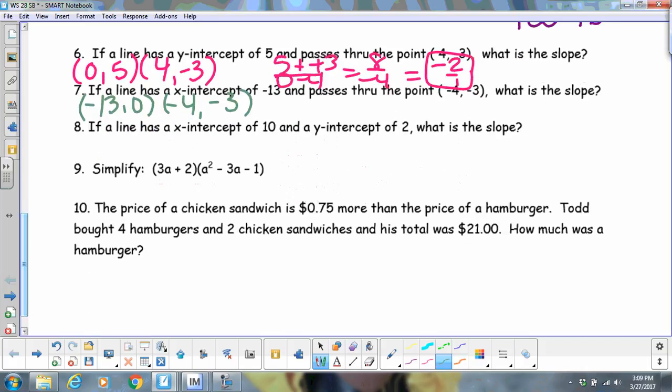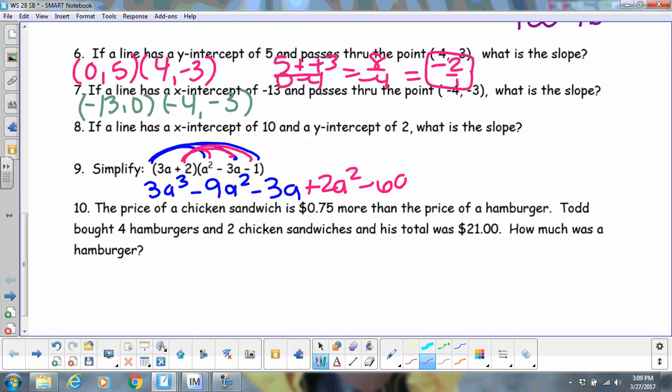Scroll down to number 9. I'll start it off for you as well. Okay, so we're going to start right here by distributing. That's going to give me 3a cubed minus 9a squared minus 3a, and then plus 2a squared minus 6a minus 2. So your only job now is going to be to combine the like terms to simplify.